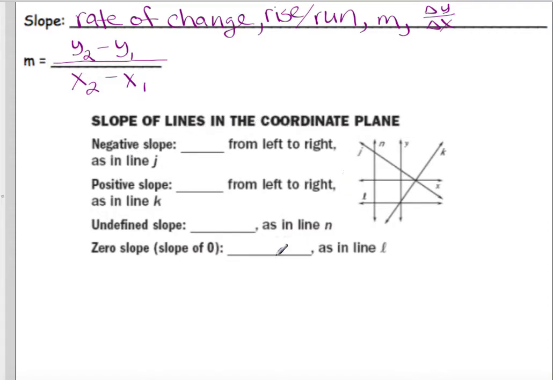Here is a review about slopes of lines in general. When lines have a negative slope, they fall from left to right. When they have a positive slope, they rise from left to right. So you can see J has a negative slope because it goes downward as you go to the right. K goes upward as you go to the right. It has a positive slope. Undefined slopes are vertical, as in line N here in this picture. And zero slope is a horizontal line, as in line L here in the image.